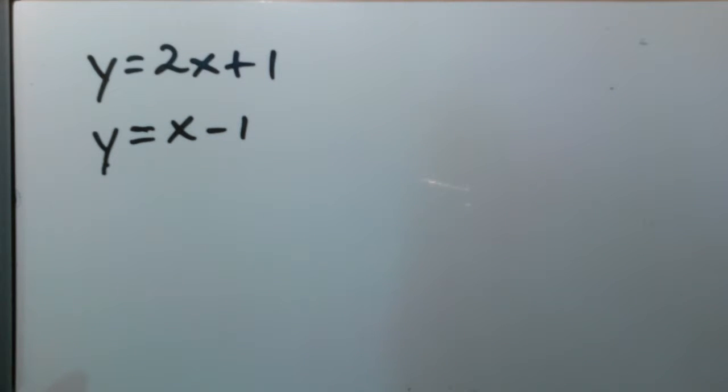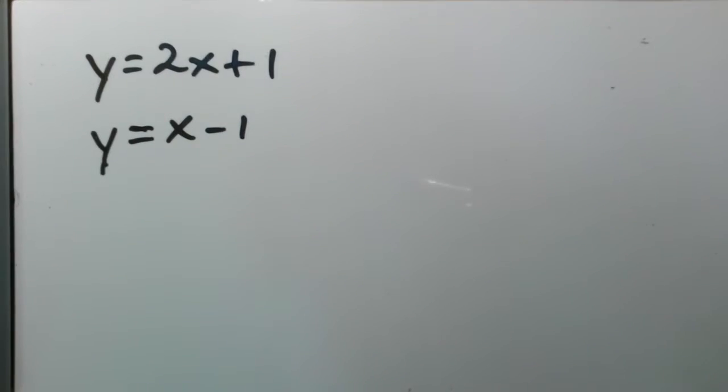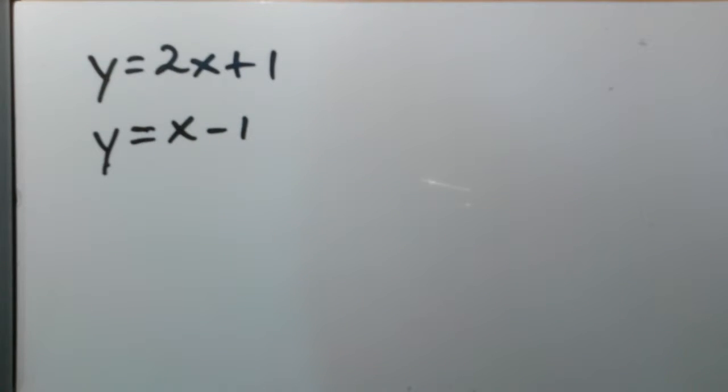Linear systems. Let's assume that they give us the equations of two lines and they ask us to find the point of intersection. Sometimes when they say solve these linear systems of equations, essentially what they're asking us is to find the point of intersection between these two lines. There are different methods for solving this.